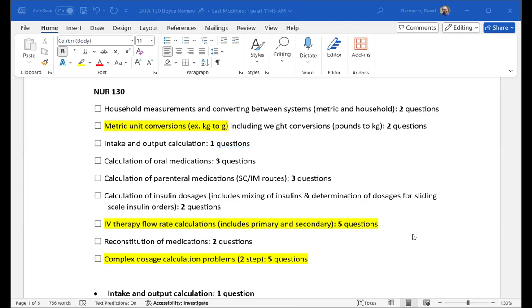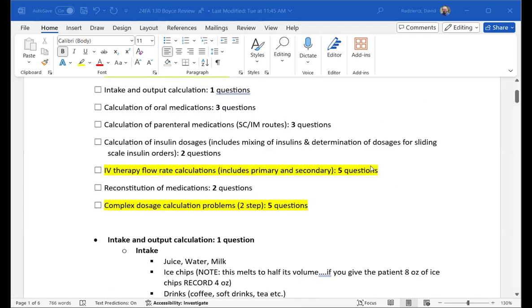Like if you need a refresher on your intake question, if you need a review on reconstitution, just let me know. But I think most of the Boyce students have been doing really well with those types of questions. Okay.